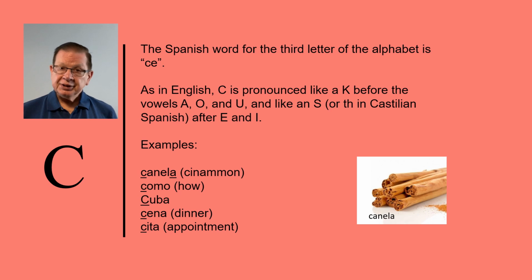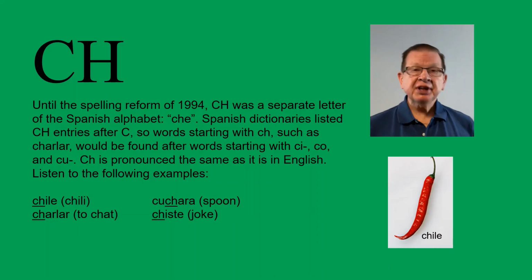Spanish. As in English, C is pronounced like a K before the vowels A, O, and U, and like an S or TH in Castilian Spanish after E and I. Examples: canela, como, Cuba. Cena or cena in Castilian Spanish, cita or cita in Castilian Spanish.